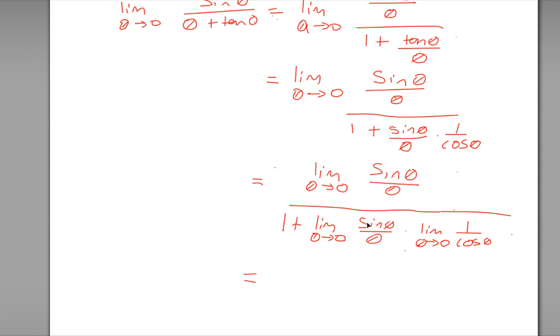So the limit of the top, sine theta over theta as theta goes to 0, by our trigonometric rule is 1. This is 1 plus the limit as theta goes to 0 of sine theta over theta. This is from our trigonometric rule, and this is also 1. And the limit as theta goes to 0 of 1 over cos theta is just 1, because when you plug in theta equals 0 into cos theta, you just get 1. So this is 1 over that. At the end of the day, we get 1 over 2.